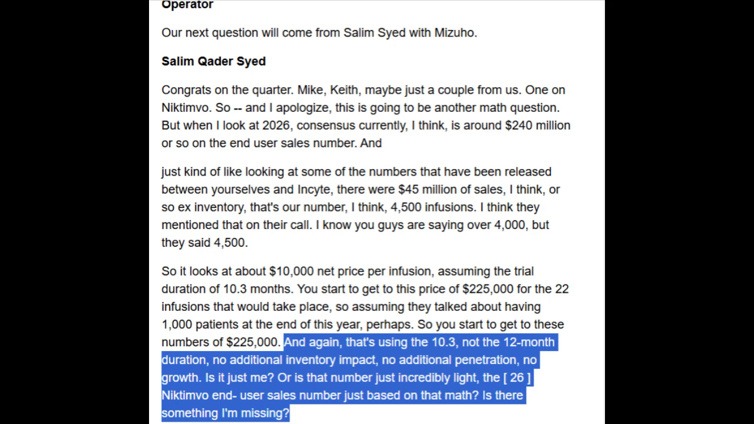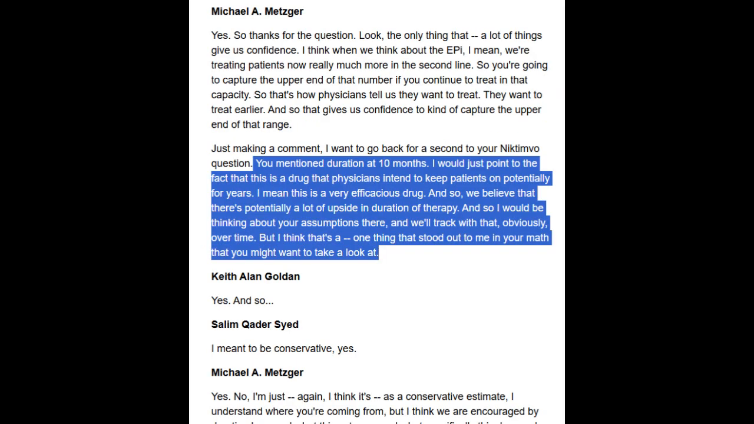So this is what's so interesting. It would have been so easy for the CEO to just say, yeah, you're probably right. But that's not what he said. So this is what management actually said. He said, you mentioned 10 months. I just want to point out to you the fact that we want to keep people on this drug for years. It's a very efficacious drug. So there's a lot of upside. So thinking about your assumptions, that's one thing that stood out to me in your math you might want to take a look at.